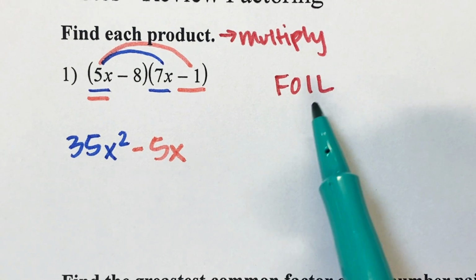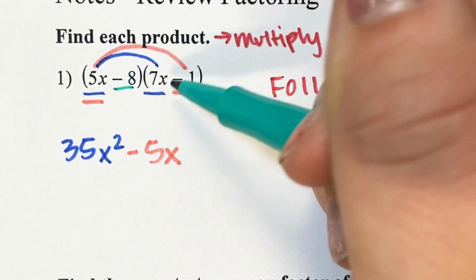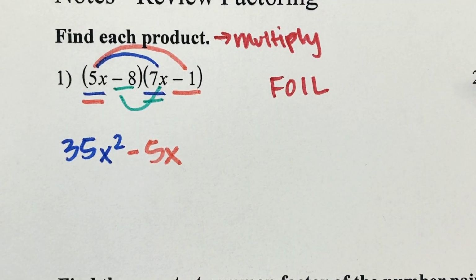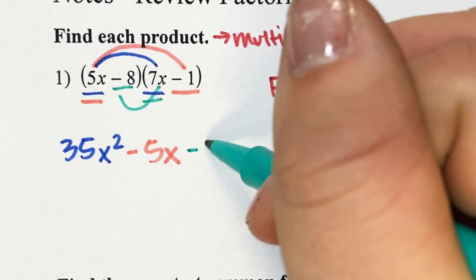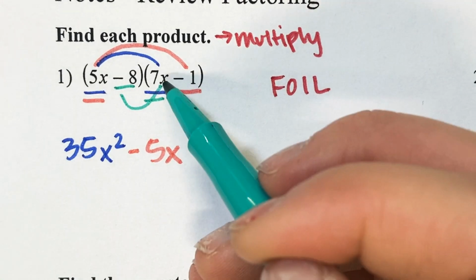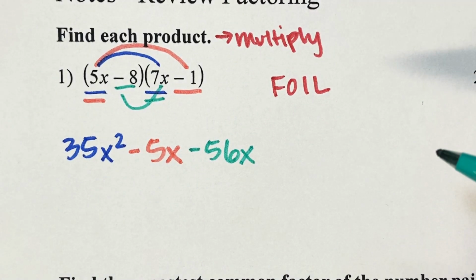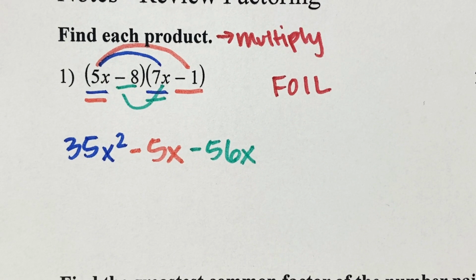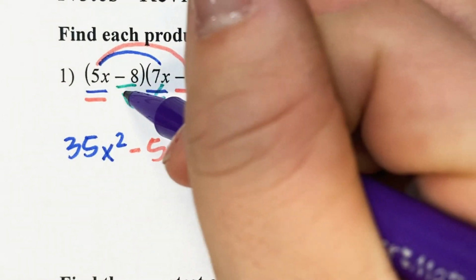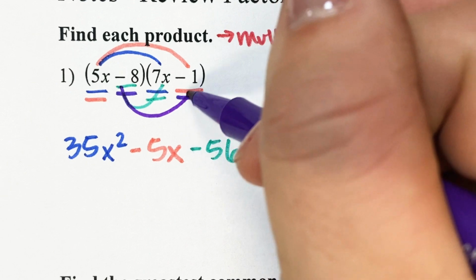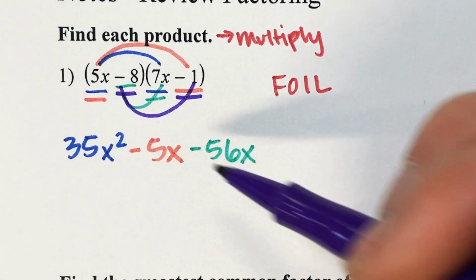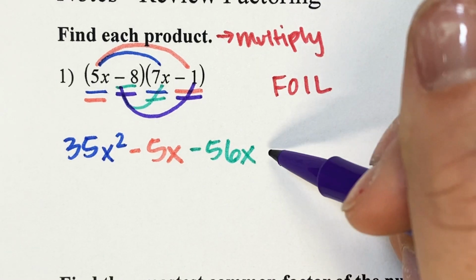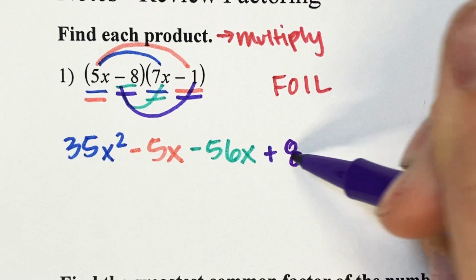The I in FOIL stands for inside. So my inside terms, negative 8 and 7x. Negative 8 times 7, which I'm going to use my calculator for, and it's totally fine if you do too, is going to give me negative 56. There was 1x in those, so negative 56x. The L in FOIL stands for last. So my last terms: negative 8 times negative 1. Negative times a negative is a positive. 8 times 1 is 8.